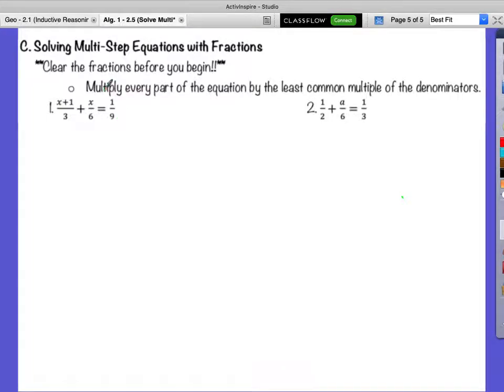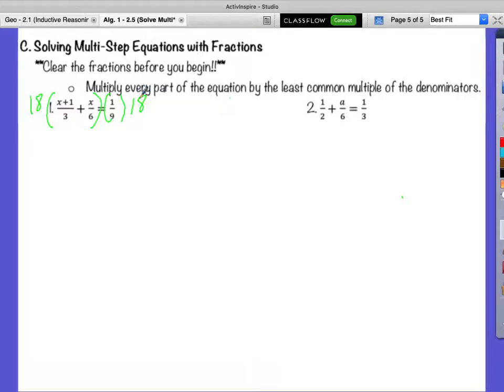So what we're going to do is multiply every part of the equation by the least common multiple. So we're going to multiply every part of the equation by this 18. Okay? We're going to multiply every part of the equation by this 18. So let's go ahead and write down what I have right now.